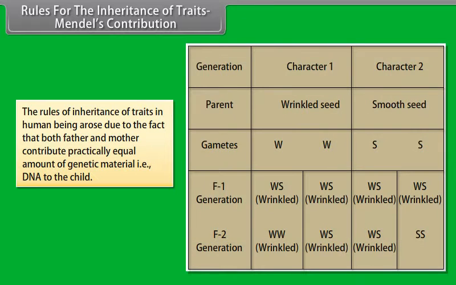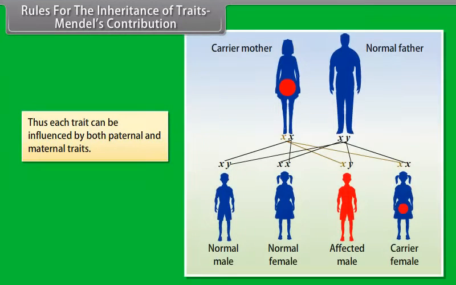Rules for the inheritance of traits. Mendel's contribution. The rules of inheritance of traits in human beings arose due to the fact that both father and mother contribute practically equal amounts of genetic material, that is, DNA, to the child. Thus, each trait can be influenced by both paternal and maternal traits.